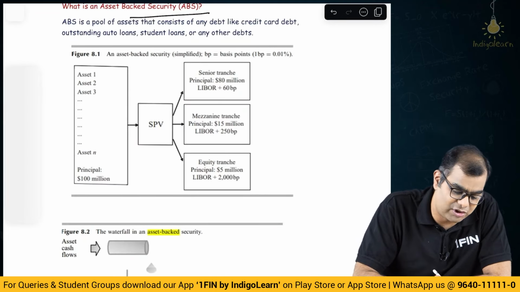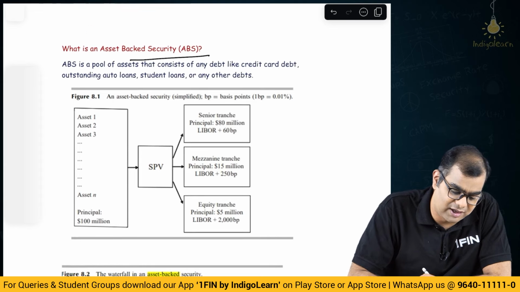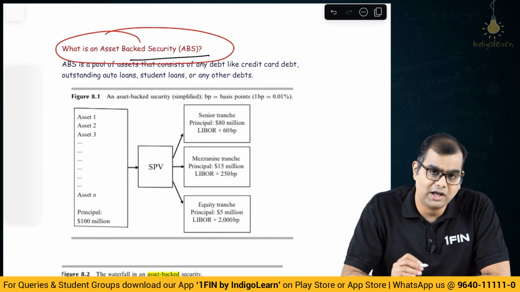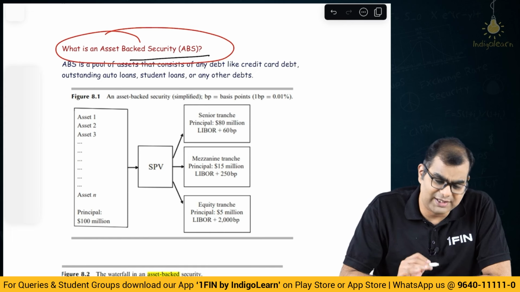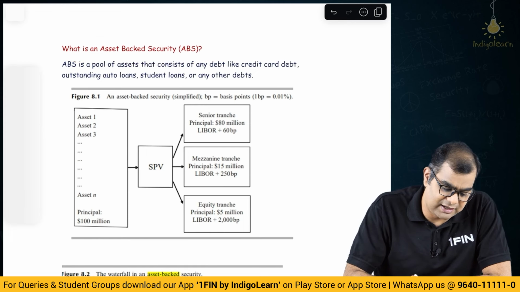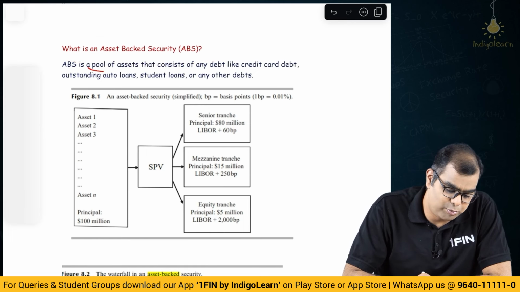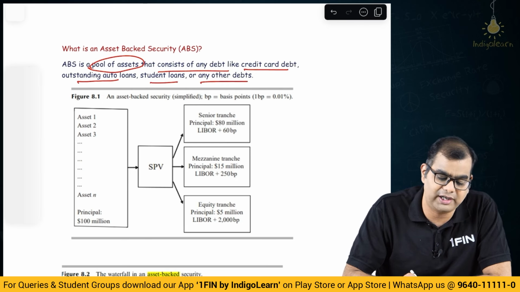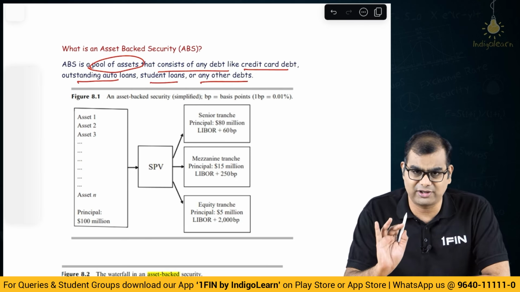What is this? This is something called as an asset backed security. What is this now? Asset backed security. You'll understand. What is an asset-backed security? Asset-backed security, again, just like our securitization, it is a pool of assets that consists of any debt like credit card debt, outstanding auto loan, student loan or any other debt. This is proper securitization, okay.